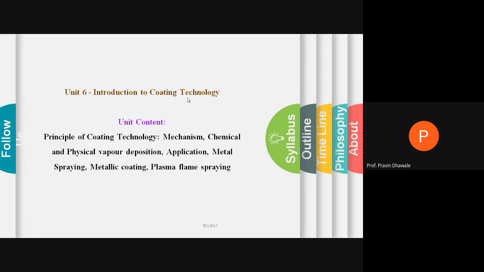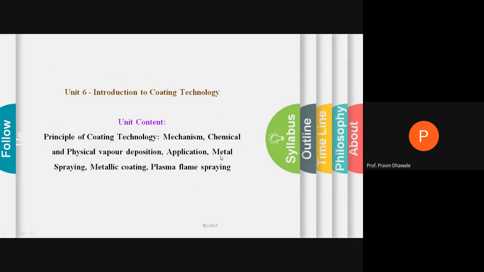In this chapter, you mainly focus on the principle of coating technology. What is coating? What is the working principle behind this coating technology? How will it be carried out? What is the mechanism of coating? There are certain types of coating. In certain processes, we may go for chemical vapor deposition, and in certain processes, you go for physical vapor deposition. What are the applications of this coating technology?